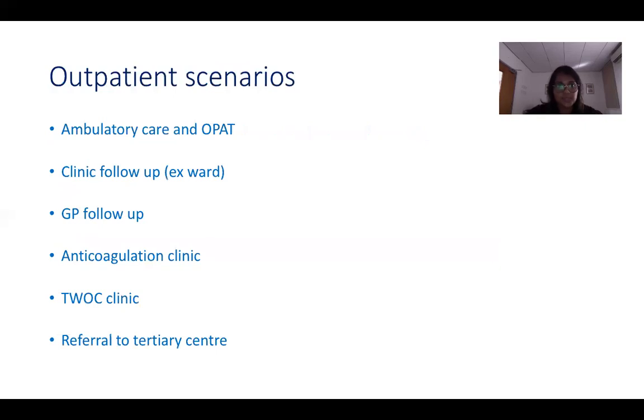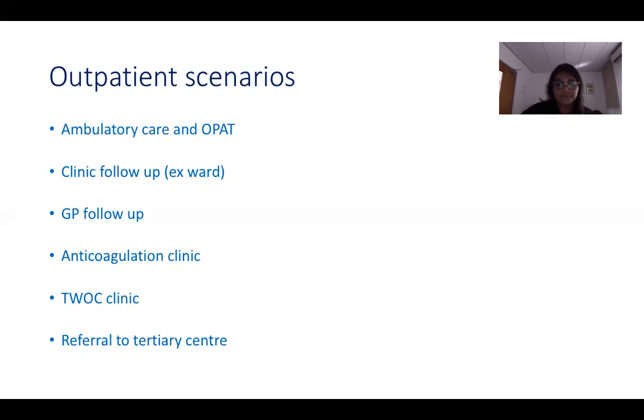Okay. Fine. So my final scenario really is about outpatient follow-up. I've racked my brain and I've come up with these 6 possible options as to where a patient can go. I suppose you could argue the 7th option is no follow-up. So ambulatory care and OPAT. OPAT is outpatient antibiotic therapy. For these, the key is in the name, okay? The patient needs to be ambulatory. They need to be mobile. They need to be able to get themselves to the clinic.